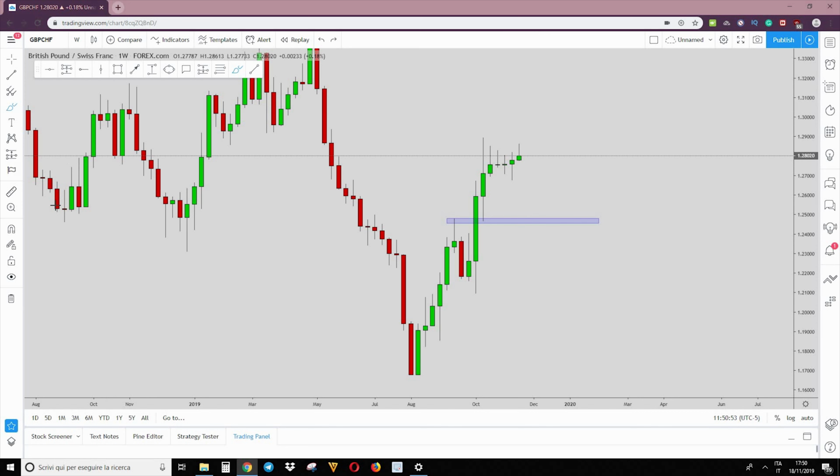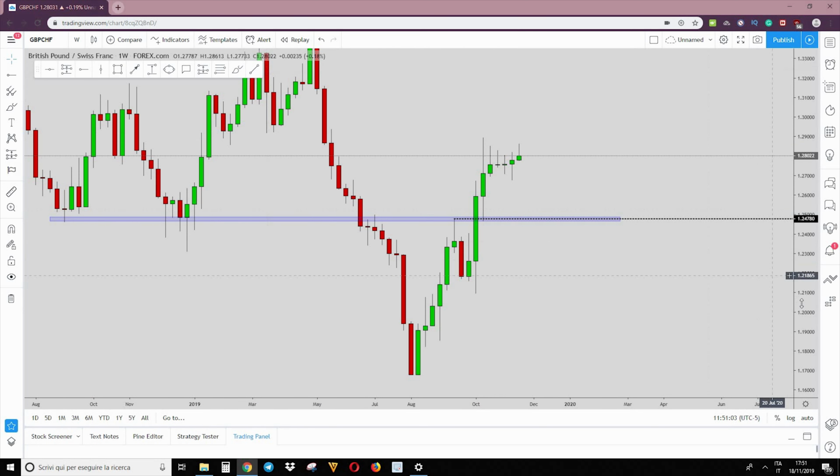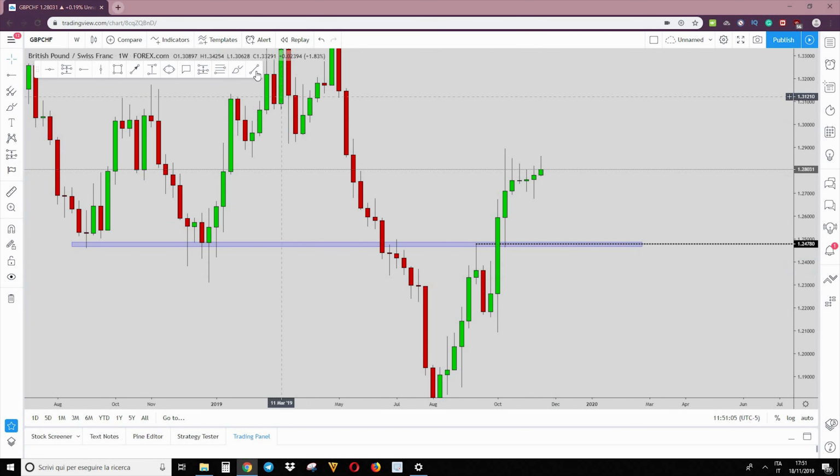So we can put a horizontal ray on it, and this will be our target area for GBPCHF. Now, if you extend the target area that we just found to the left, you can clearly see that it is a target that makes a lot of sense, because also in the past it was acting as a structure level.